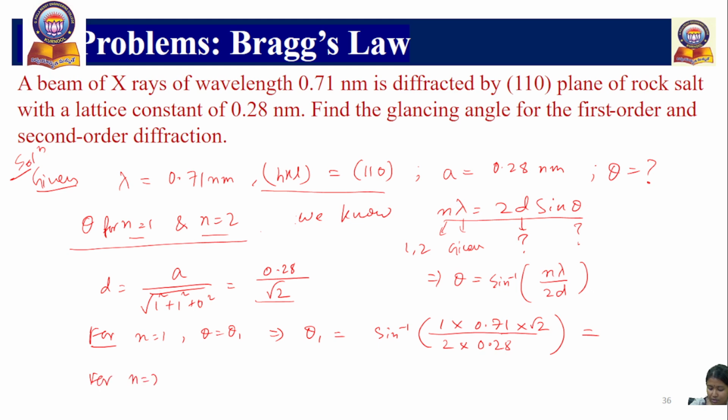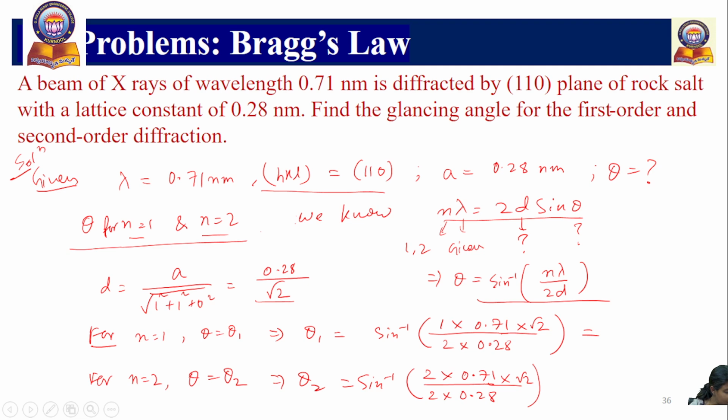For n equals 2, let us say theta equals theta 2. Sine inverse, in this formula only we are substituting. n now is 2, multiplied by 0.71, divided by 2d. d is the same in both cases, so 0.28 here multiplied by root 2. If we do that, we get the values in both cases.